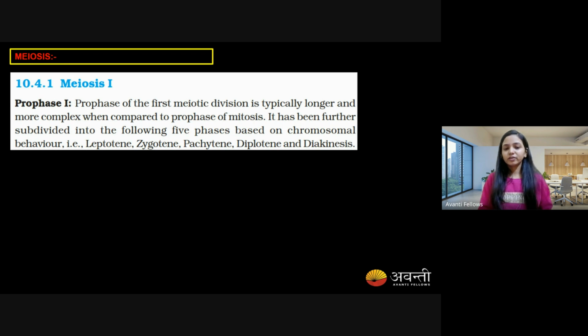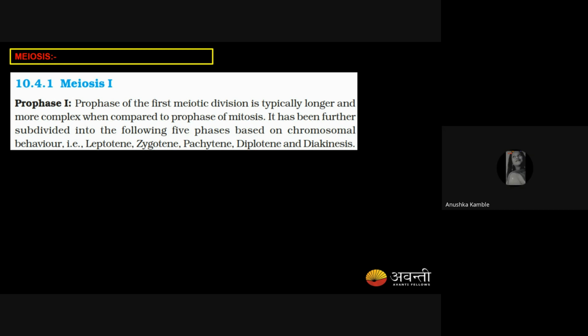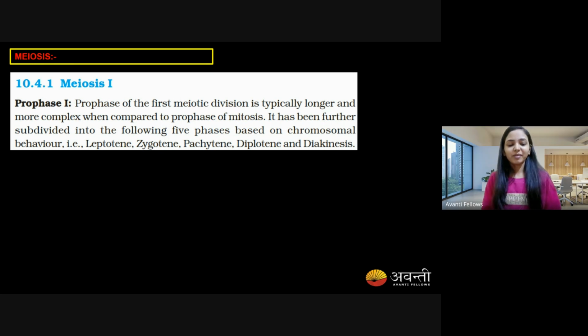Meiosis is also a division phase. Mitosis is a type of division, no, ma'am, it is not a division phase. It is reductional division. Yes, but it is a division. I'm not saying it is equational, but it is a division.